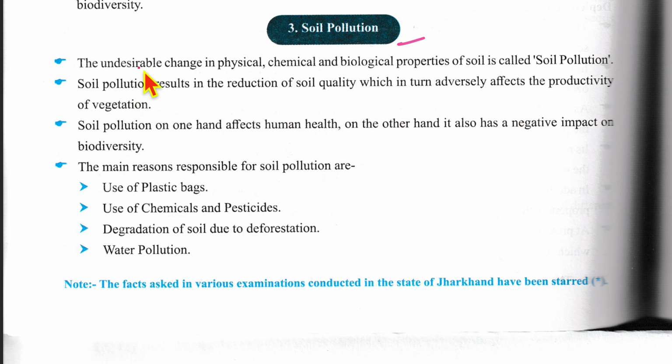Now, soil pollution. The undesirable change in the physical, chemical, and biological properties of the soil is called soil pollution. Soil pollution results in reduction of soil quality, which in turn adversely affects the productivity of vegetation. Soil pollution, on one hand, affects human health. On the other, it also has a negative impact on biodiversity. The main reasons responsible for soil pollution are the use of plastic bags, use of chemicals and pesticides, degradation of soil due to deforestation, and water pollution.